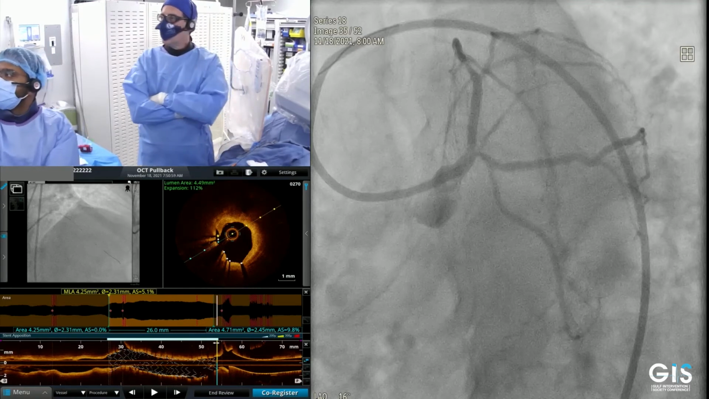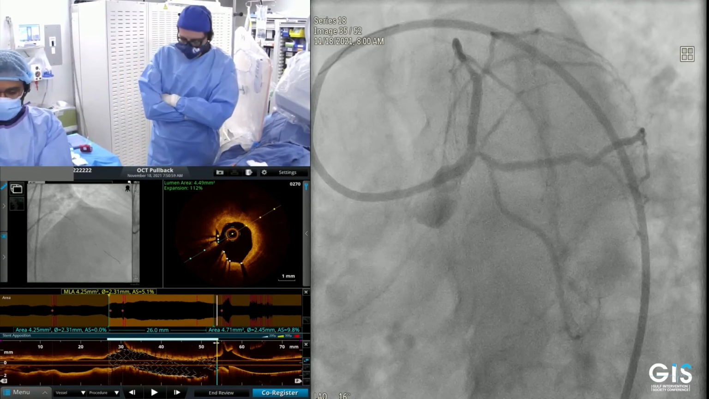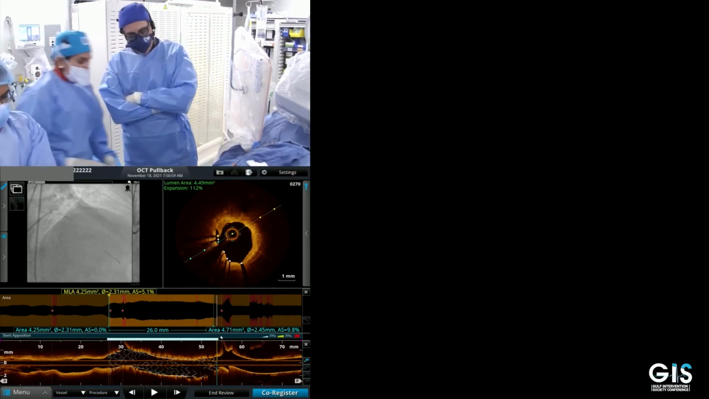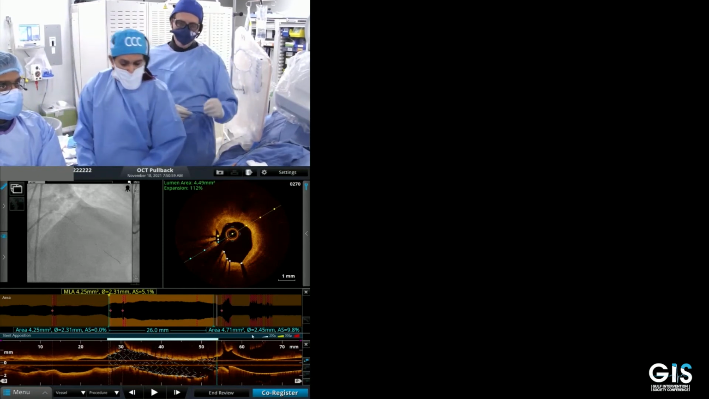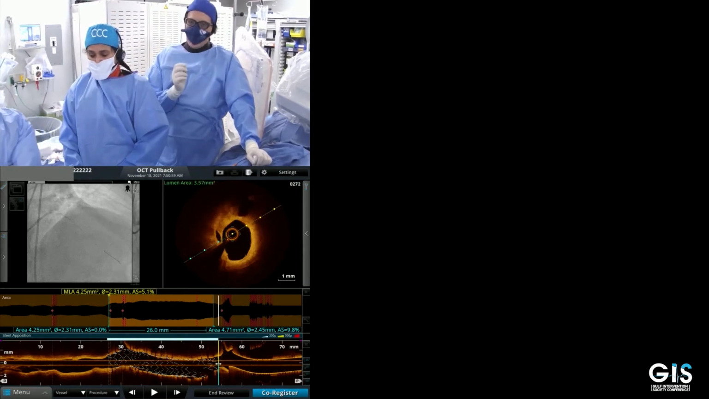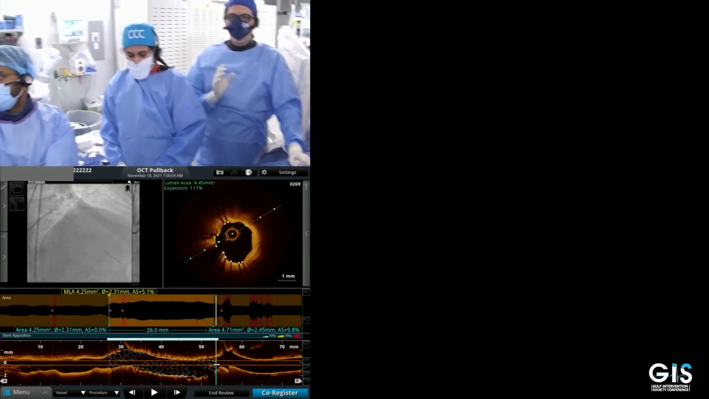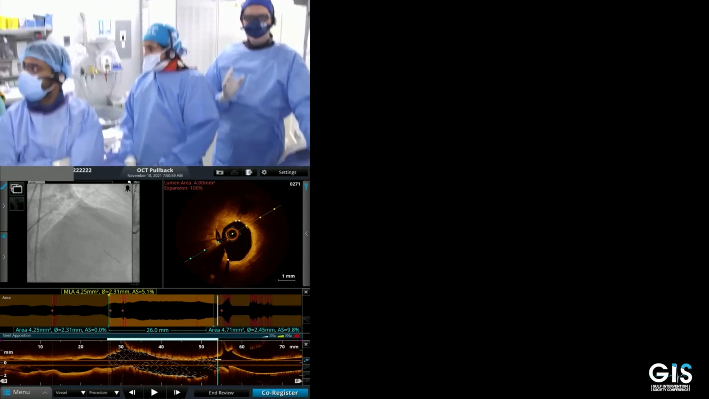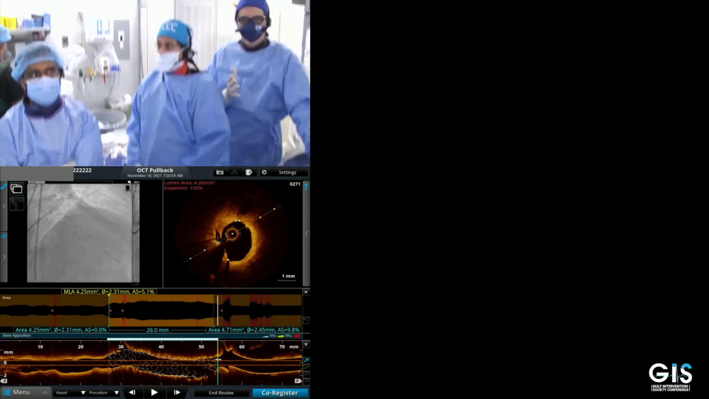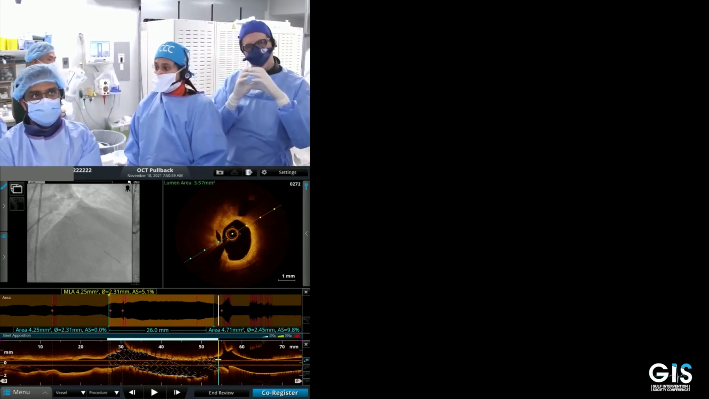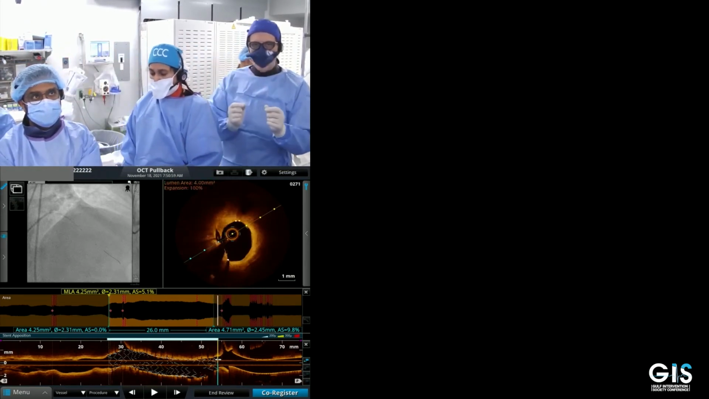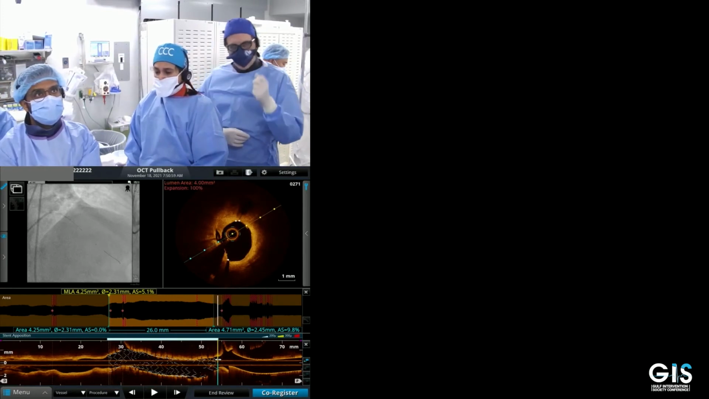OCT is better than IVUS in detection of calcium and dissection, intimal dissection. Definitely, because in this case, if you had used IVUS, you would not have seen this. Yeah, I don't think we would see it. You're right. Anything that is very close to the interface of the lumen, the OCT has a better quality, because that's the strength of OCT, to look at the interface between the lumen and the vessel wall. Whatever happens within that 1 or 2 millimeters around the vessel wall, that's the best case for OCT to figure out.